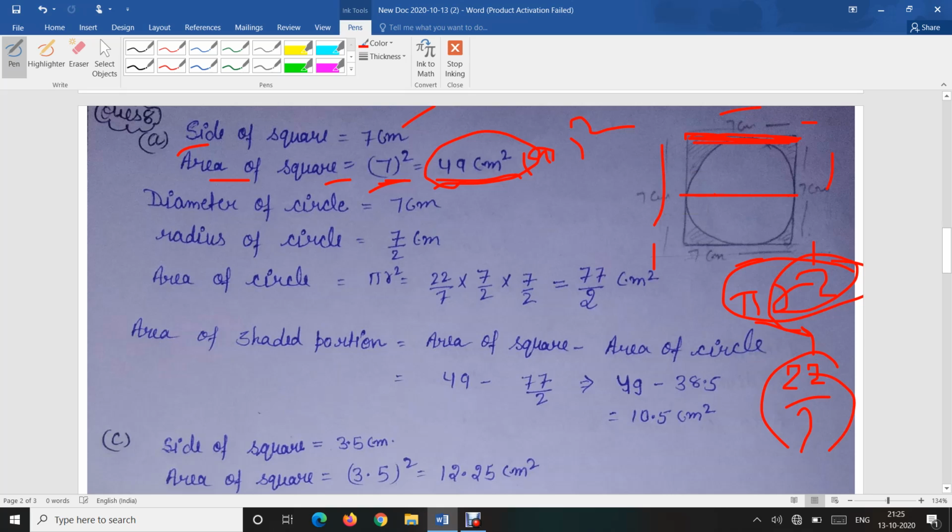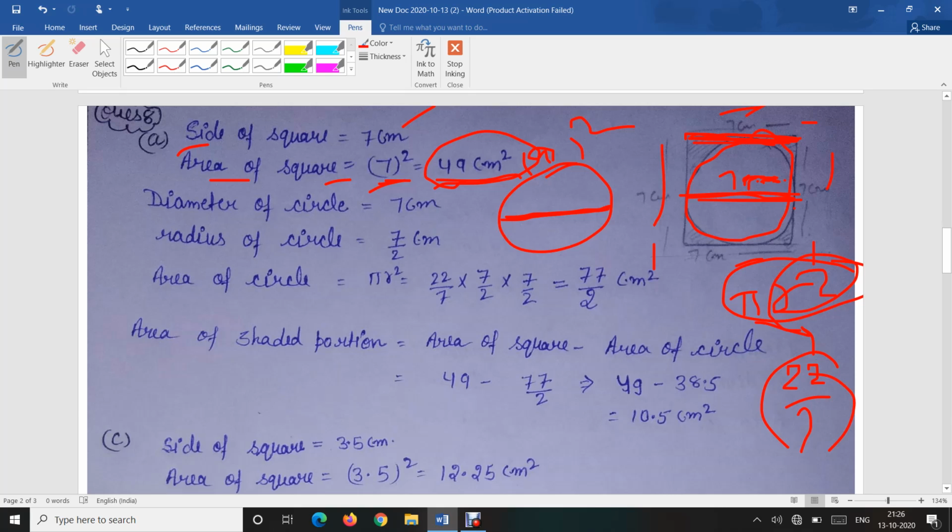this length and this length are the same. So that means if it is 7 centimeter, then obviously it will be 7 centimeter. That means the diameter of this circle, this is the diameter of this circle, which is from this point to this point. This is a circle, and this is the largest chord of this circle, which is called the diameter of the circle. So this is the diameter of the circle.